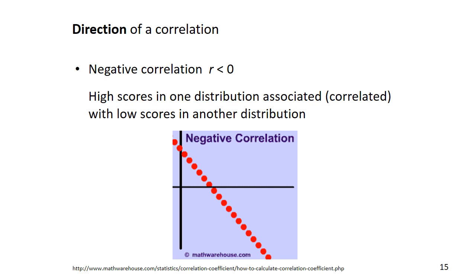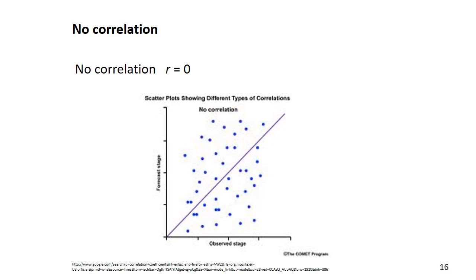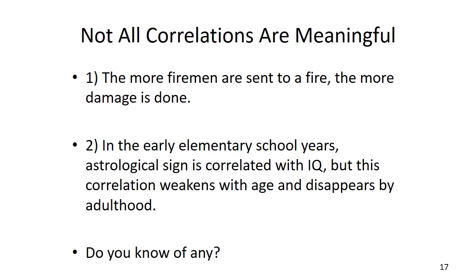Okay, moving on, when we look at no correlation, I can't really see any sort of line going either way. And I want to take this time to warn you that not all correlations mean anything. So sometimes we see correlations that are really strong, that seem very much so true, but they're nonsensical, right? The more firemen that are sent to the fire, the more damage is done. Well, the more firemen going to the fire, the bigger the fire is. So by default, there's more damage.